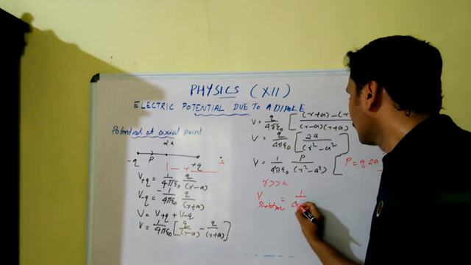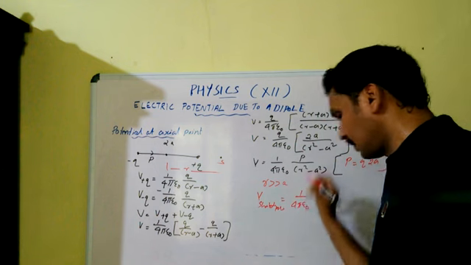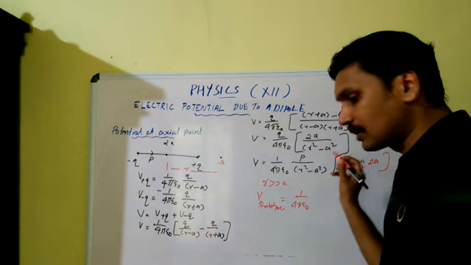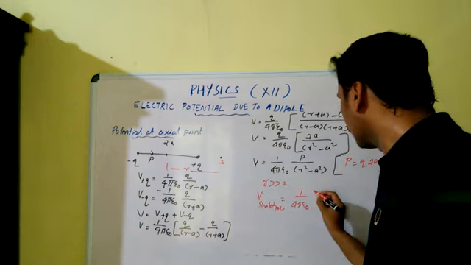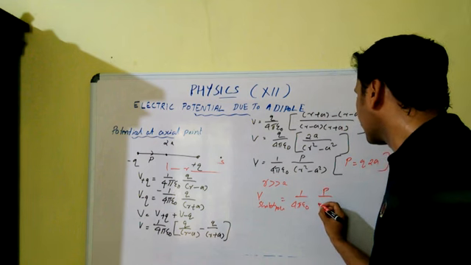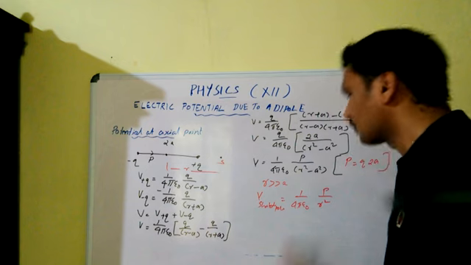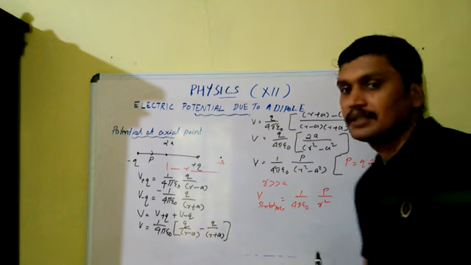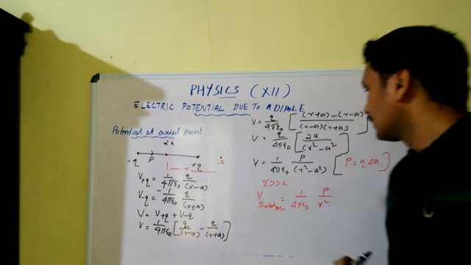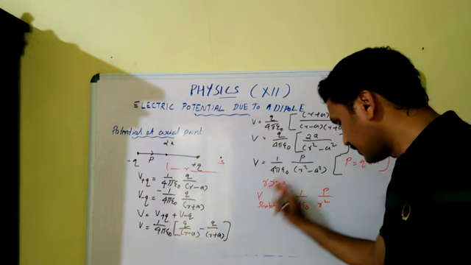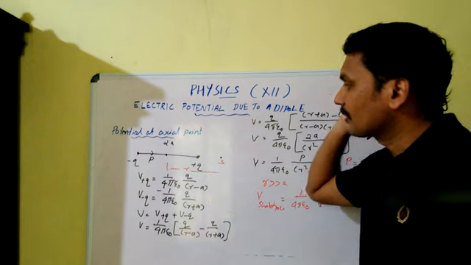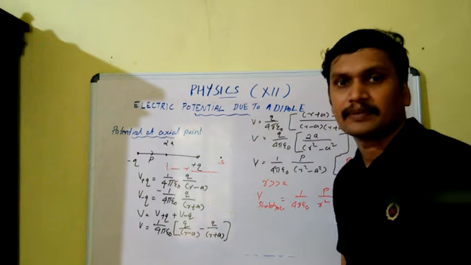1 by 4 pi epsilon 0 into P by R square. That's it, R square. The second term we just neglect. Now, this is the electric potential due to an electric dipole on its axial line.